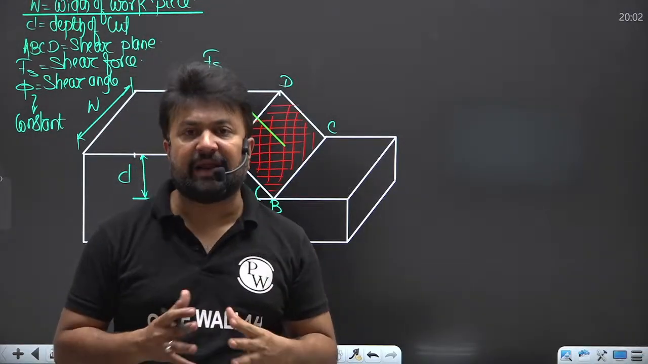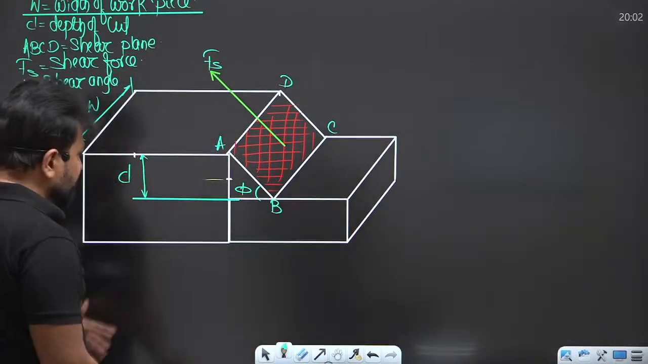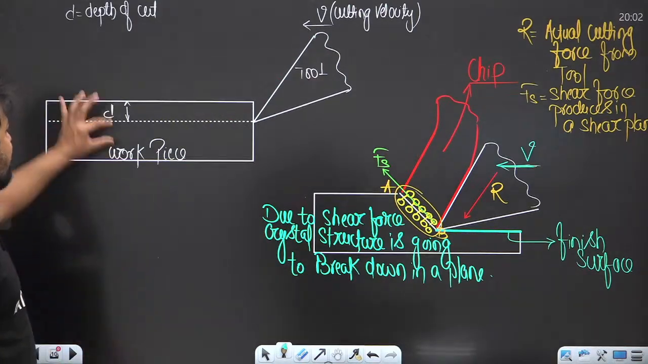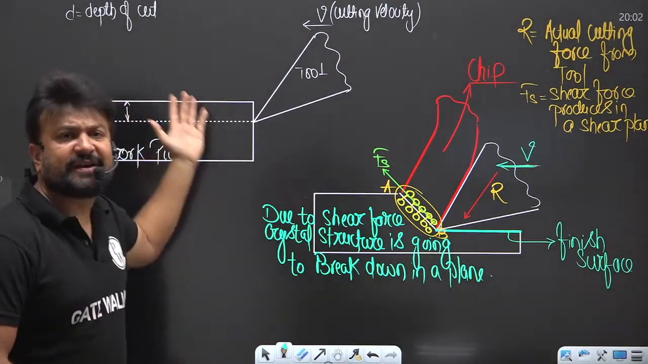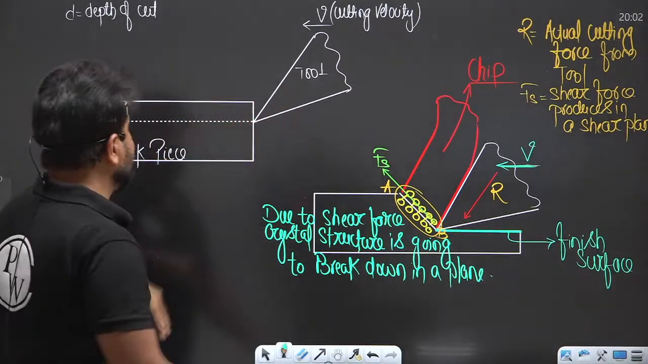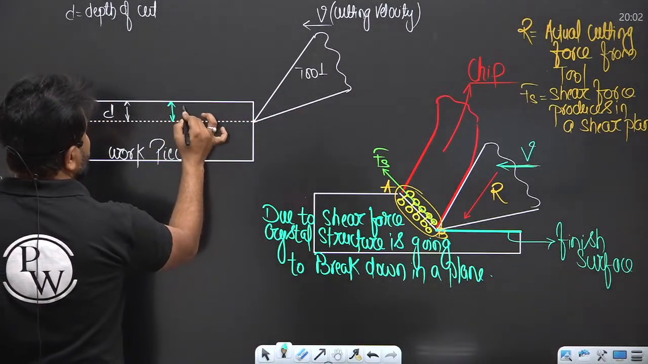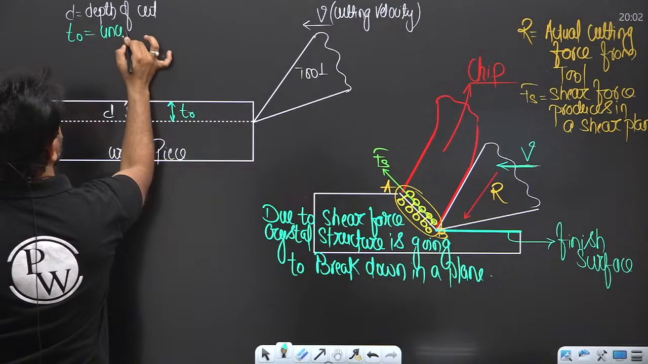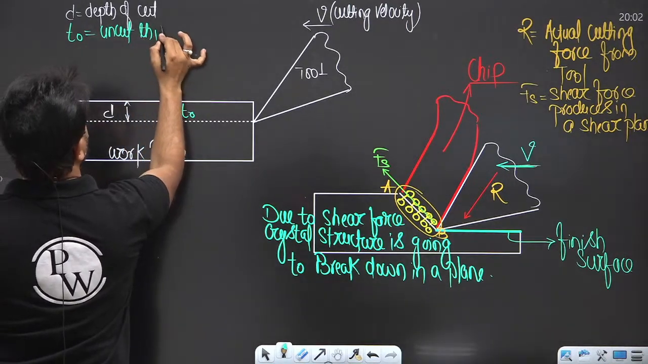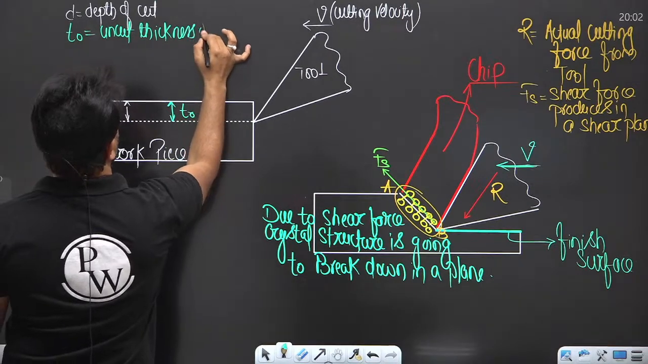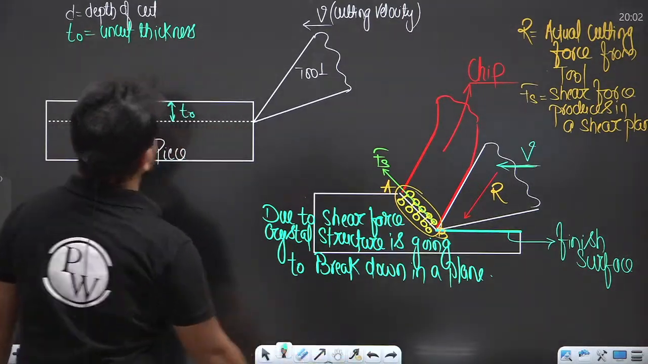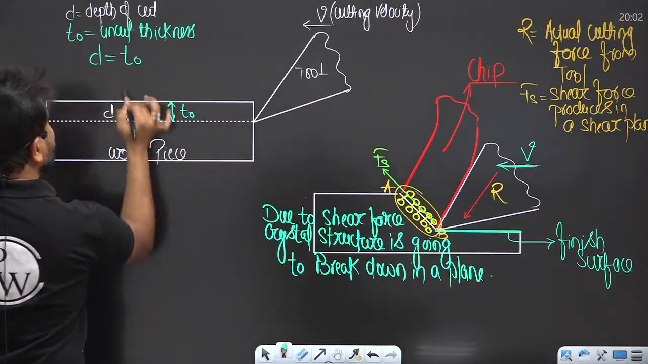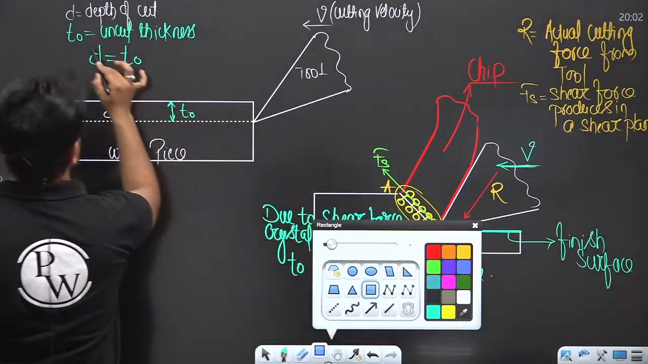And what are the other parameters? Like your cutting velocity, like your depth of cut. My dear, here you have seen you are going to cut that much thickness before cutting. So this thickness is also known as t naught, and t naught is the uncut thickness of chip. Am I clear? From this figure you can get the depth of cut and the uncut chip thickness.